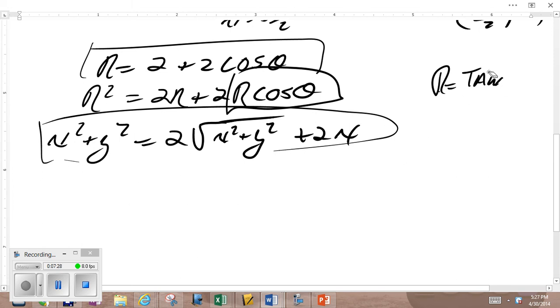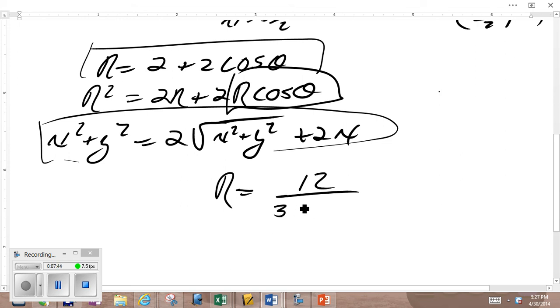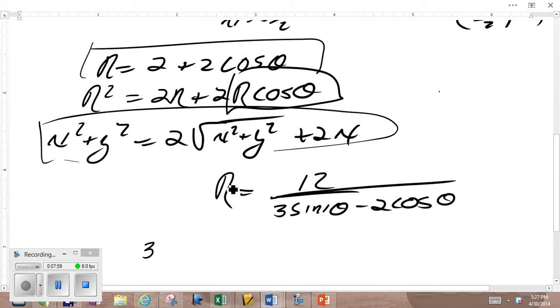All right, let's take another problem. So here let's take one that's not going to look obvious in polar, but when we convert it over, it'll look obvious in rectangular. r is equal to 12 over 3 sine of theta minus 2 cosine of theta. Okay, cross multiply. We get r times the denominator, which I'm just going to distribute in one line.